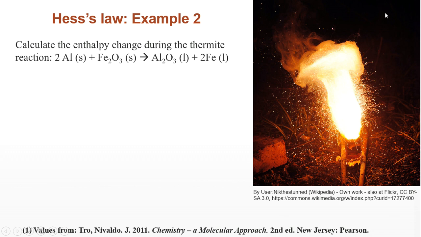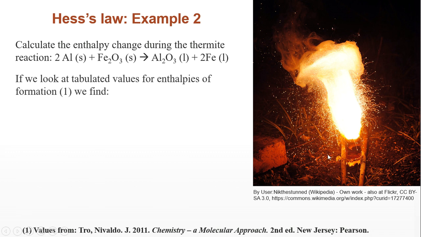This generates such an amount of heat that the iron that is formed will actually be in its liquid state. So this is definitely a strong exothermic reaction. So we expect a large negative value for enthalpy change here. But if we don't have that, how can we figure that out?